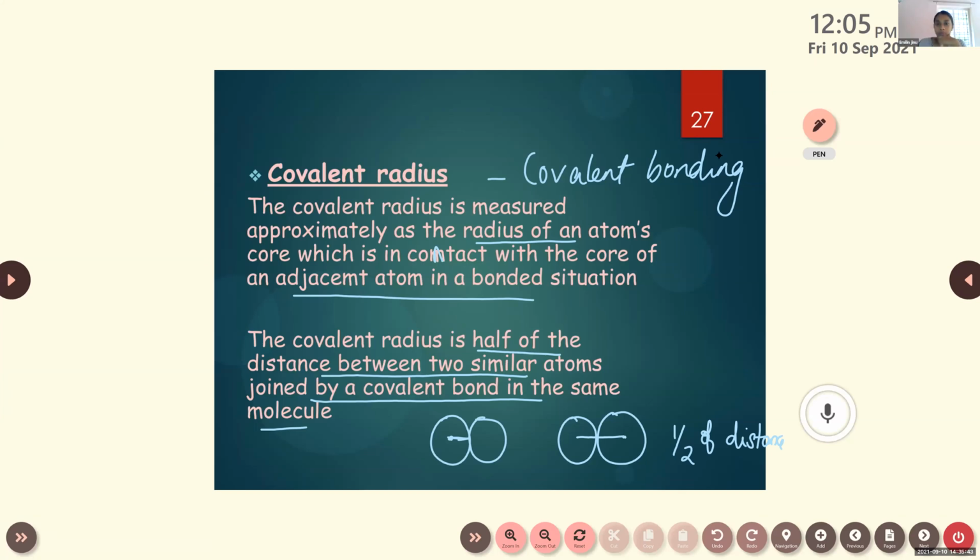Ma'am, will you repeat the first point again? Sure. I told you we can consider this atom as two parts, right? An outside shell, or the outermost shell, and the inner core. Inner core means nucleus plus inner shells. Clear? And during chemical bonding, this outer shell is involved in bonding. So we will not consider this outer shell. Only the inner shells and nucleus will be considered.